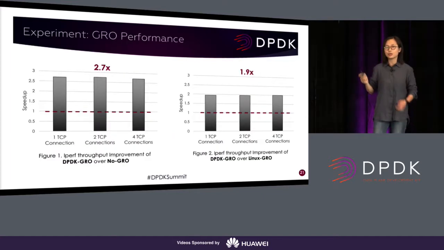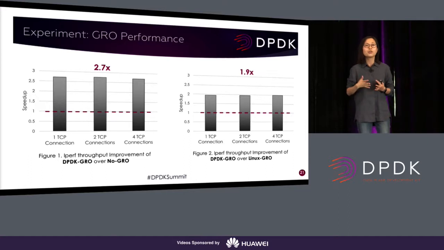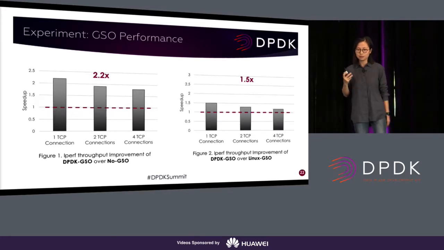In this slide, you can see two figures. The left one describes the iPerf throughput improvement of DPDK GRO over no GRO enabling. And as you can see, our performance is 2.7 times that of no GRO enabling. And the right chart describes the iPerf improvement of DPDK GRO over Linux GRO. Our performance is also up to 1.9 times.